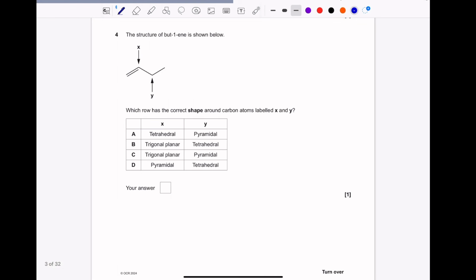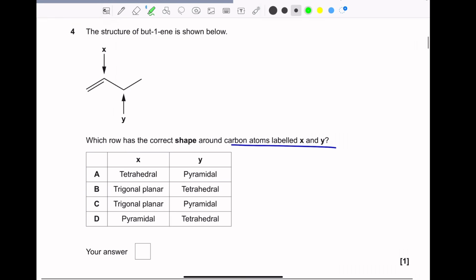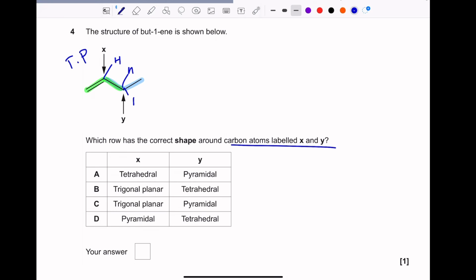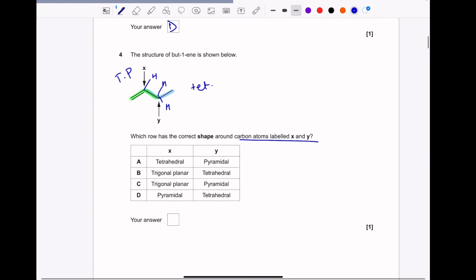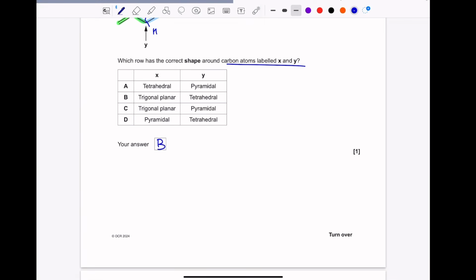The structure of butene is shown below, which row has the correct shape around carbon atoms labeled X and Y. So carbon X has 3 bonding regions, so that's 1 double bond, 1 single bond, and a third to a hydrogen. Therefore, it's trigonal planar. Y has 4 bonding regions, so 2 single bonds to carbons and 2 more to hydrogen, therefore tetrahedral. So we're looking at option B for this.